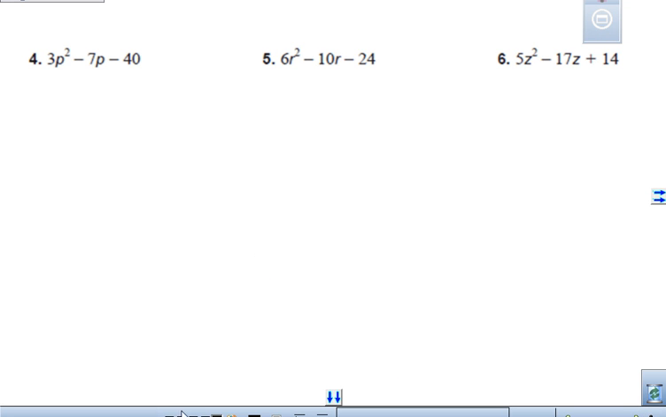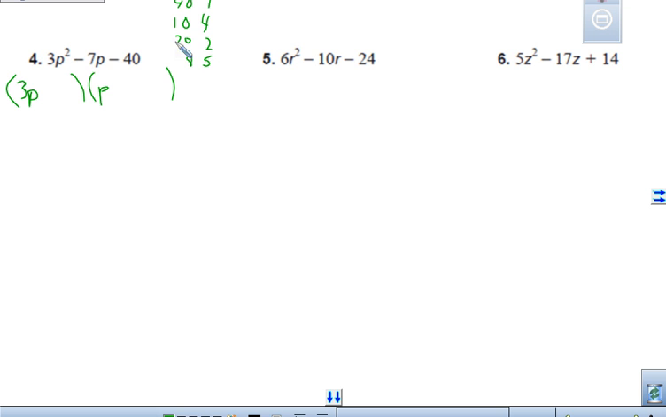Number 4. I see 3. 3 is prime. We like that because it makes less work for us. When it is prime, we know it's just 3p and positive p, because 3 times 1 would be 3. Factors of 40 are 40 and 1, 10 and 4, 20 and 2, 8 and 5.